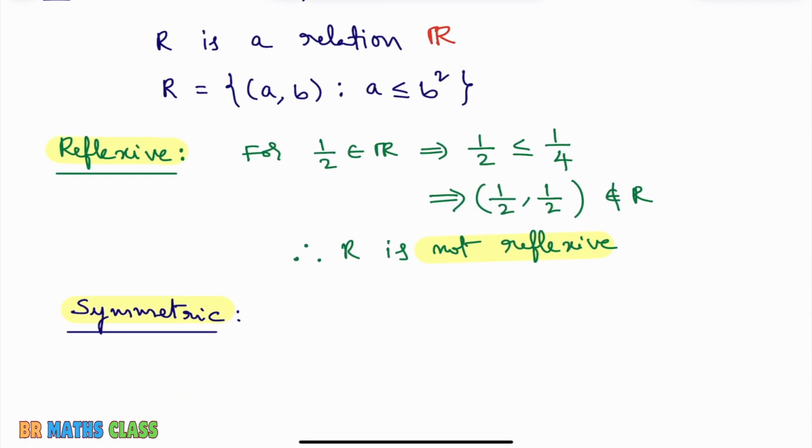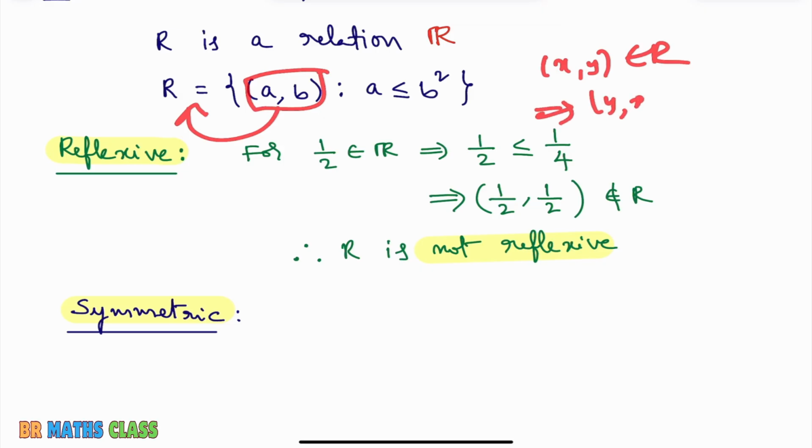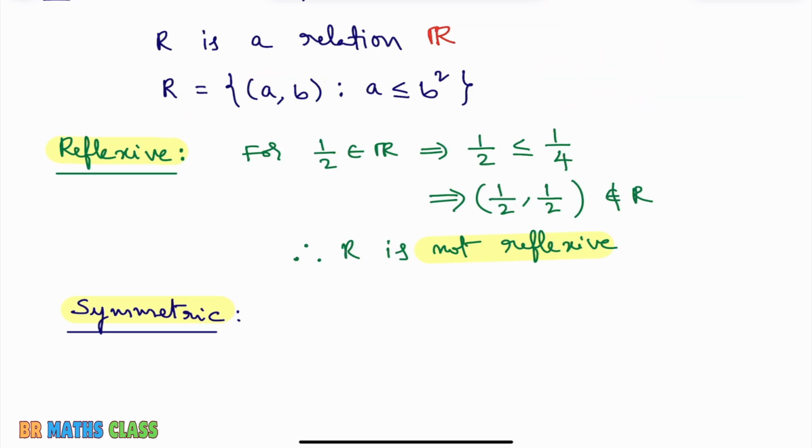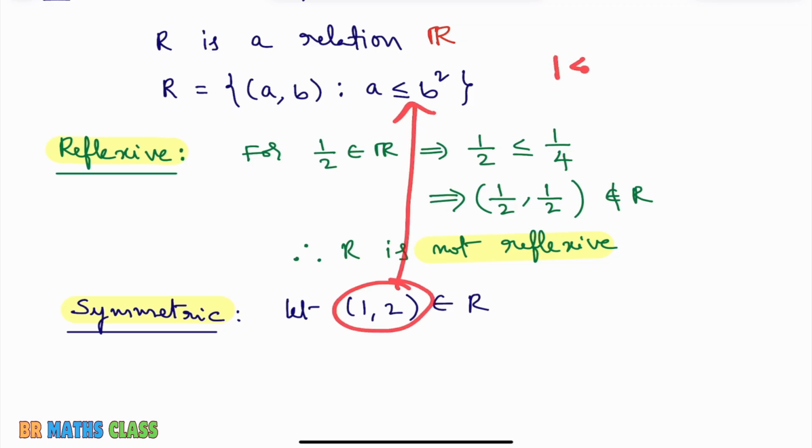For that, I'll take one element x comma y in the relation, and I'll try to prove that y comma x does not belong to the relation. So let me take one ordered pair in the relation. I'll take 1 comma 2. Now you need to check whether 1 comma 2 is in the relation or not. Here 1 is a real number, 2 is a real number. Is this ordered pair satisfying the condition? 1 is less than or equal to 2 square. 2 square is 4. Is this true or false? Yes, 1 is less than 4. This is true. That means the ordered pair 1 comma 2 belongs to the relation.